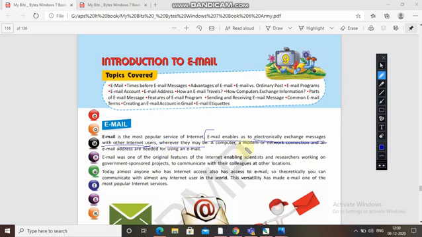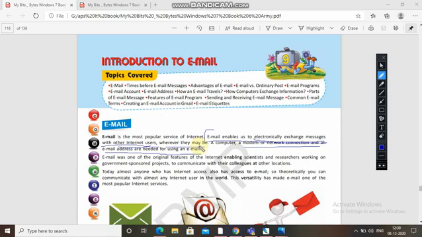A computer, a modem or network connection, and an email address are needed. If someone asks what things are needed for sending an email, your answer is a modem, a network connection and an email address. I hope this much is clear to you all about email.